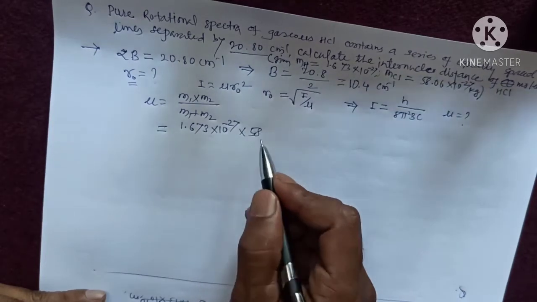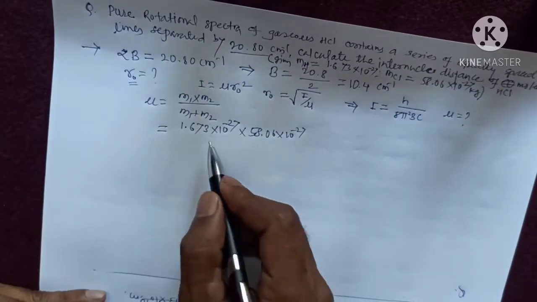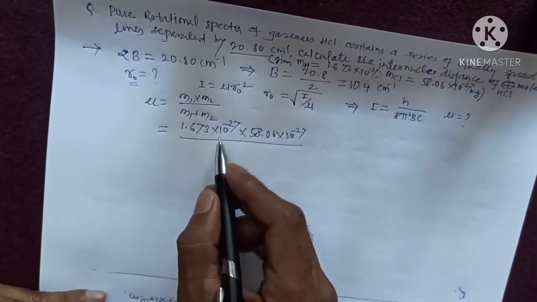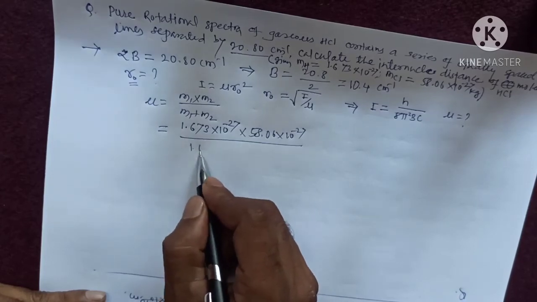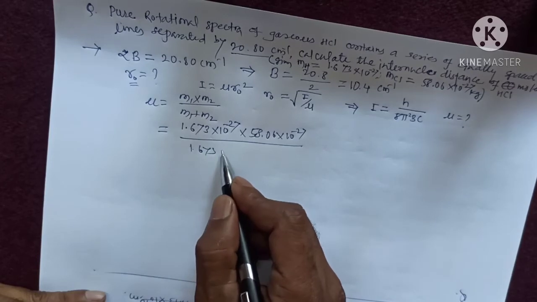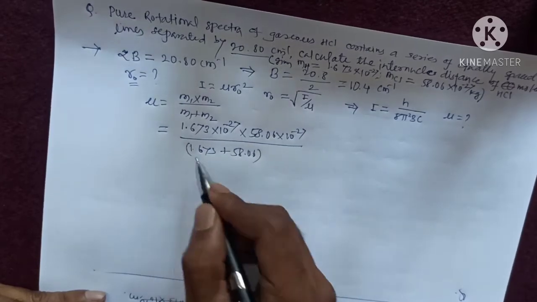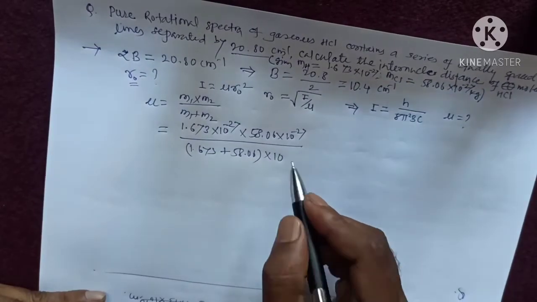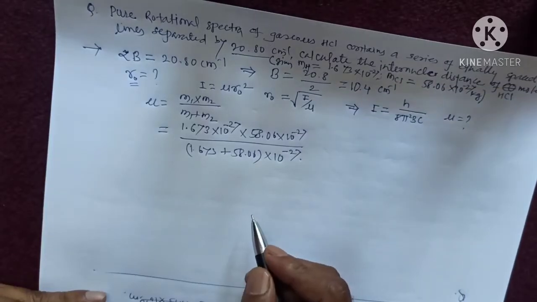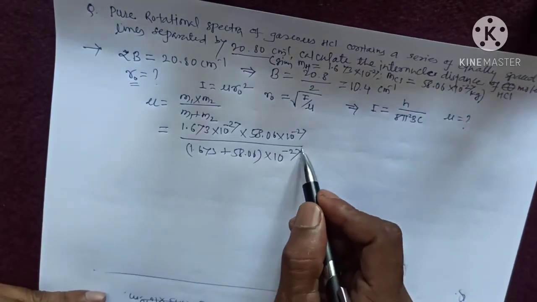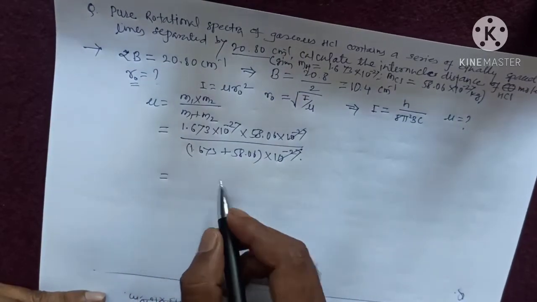It's 58.06 into 10 raised to minus 27 divided by the summation of these two, that is 1.673 plus 58.06 into 10 to the power minus 27. Okay, so this one will be cancelled with this one, and what remaining value are we getting?